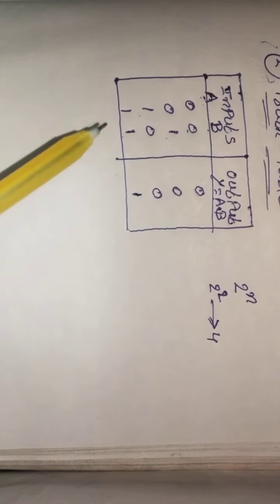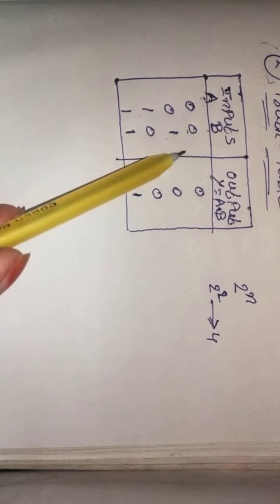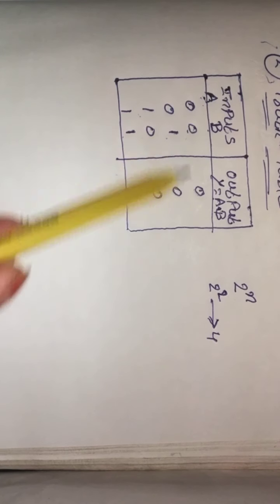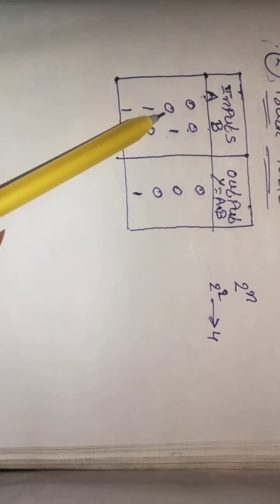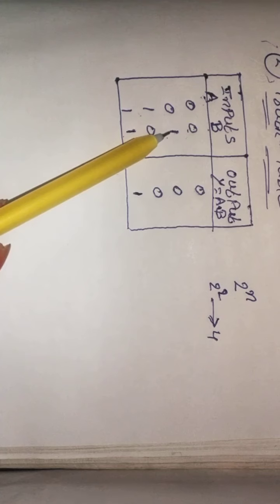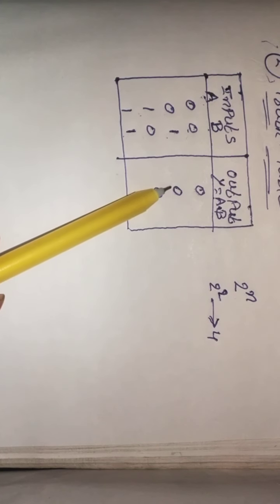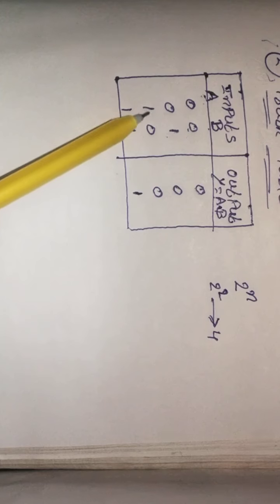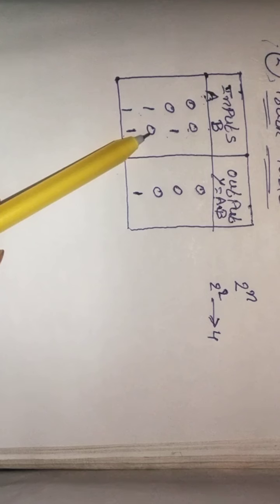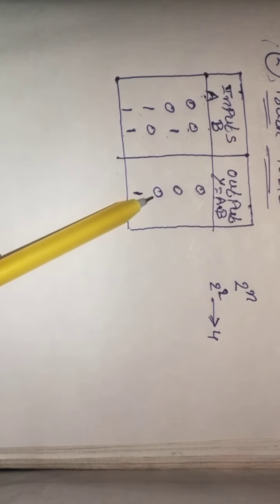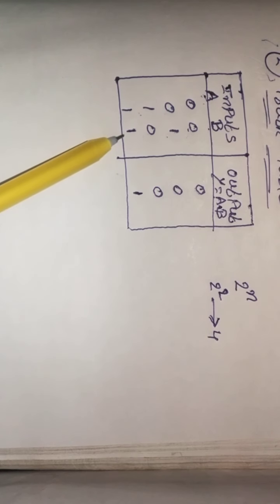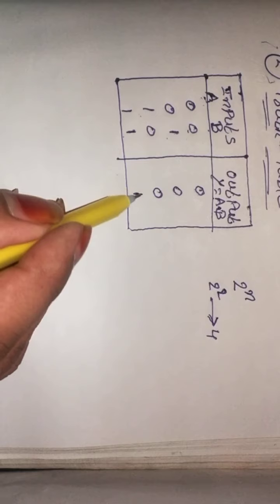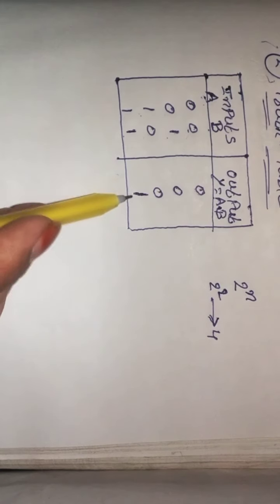In the truth table, when both inputs are low, the output is also low. When one input is low and the other is high, our output is also low. And when the first input is high and the second input is low, our output is also low. But finally, when both inputs are high, we get the final answer high, that means 1.